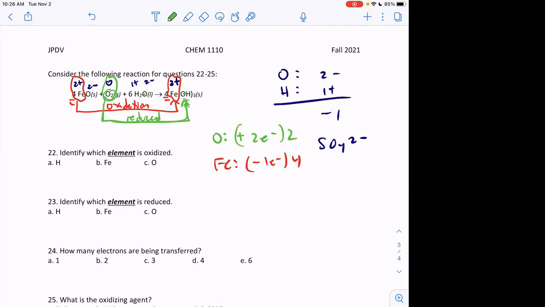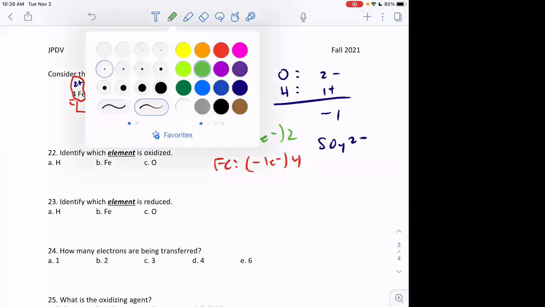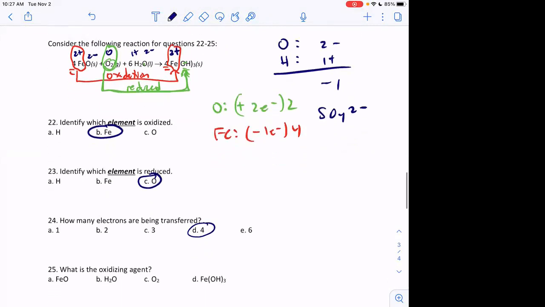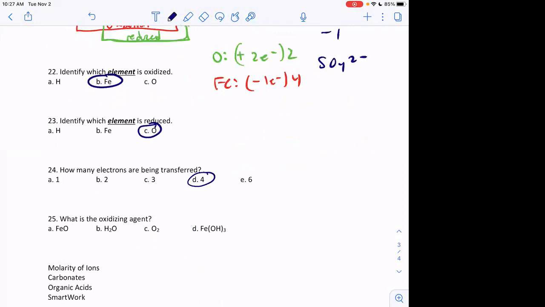Oxygen is in so many parts of a reaction that it can be real confusing. If you see nitrate here and sulfate here and oxygen gas here, it's like, whoa. So, the element being oxidized, we decided, was iron, reduced oxygen, electrons transferred 4. And we're still not done. What's the oxidizing agent? Let's see, there's a chat question.